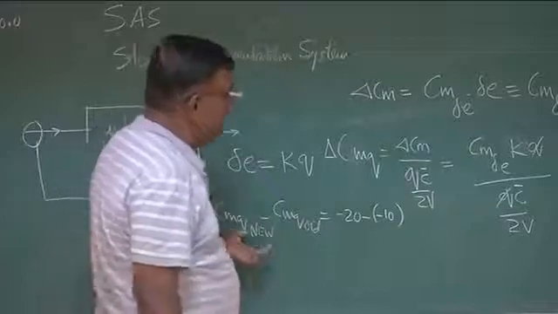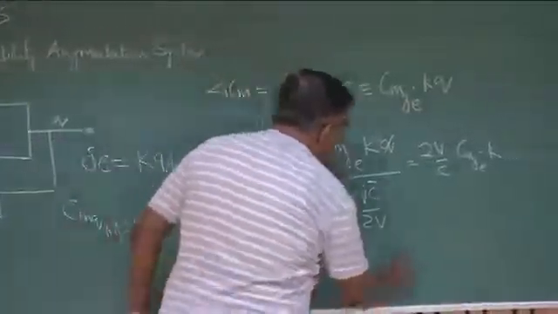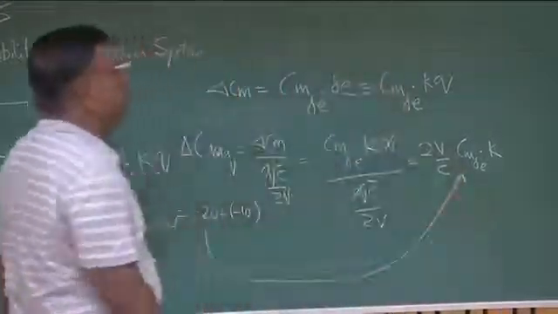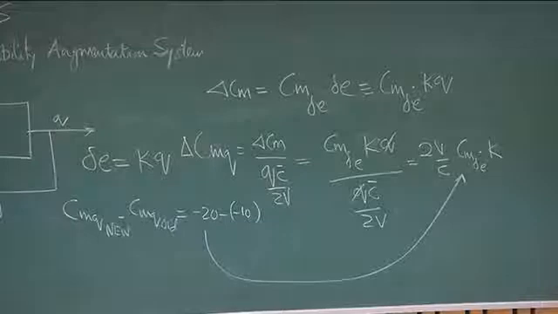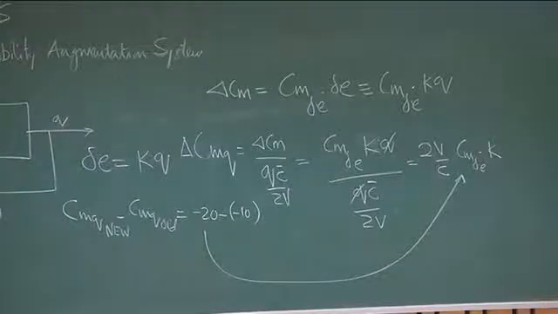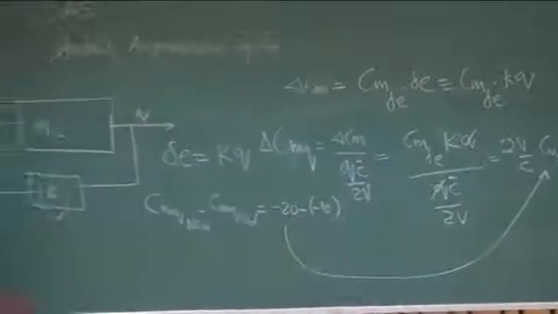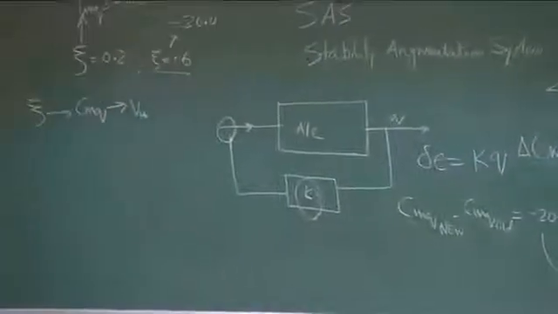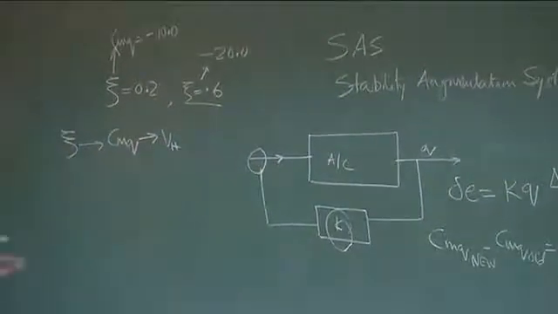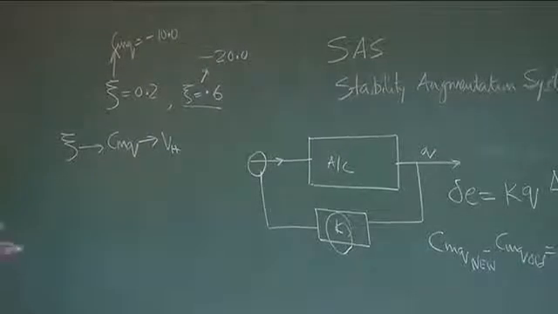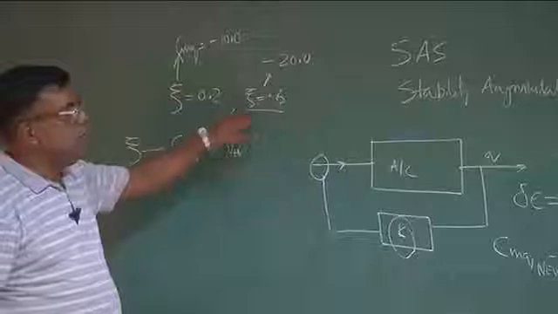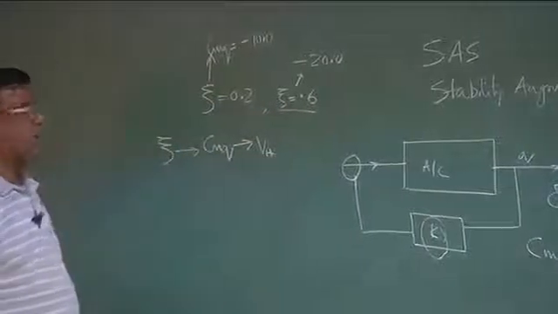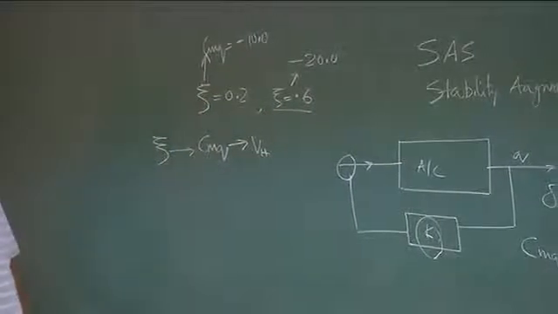This should be equal to 2V by C bar Cm delta E into K. Cm delta E is fixed, velocity is fixed, C bar is fixed. So you have to alter the value of K. So you can go on changing the value of K and get the desired online value of CMQ required to ensure zeta is 0.6. Right? So you could see how beautifully you can use SAS to change the damping ratio.